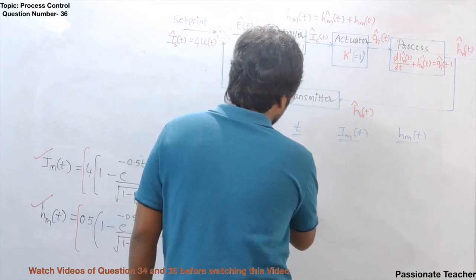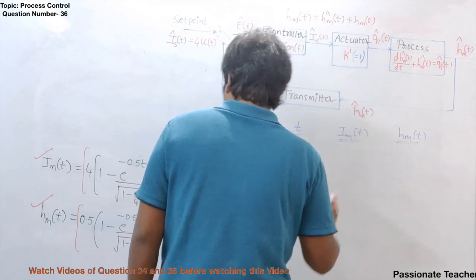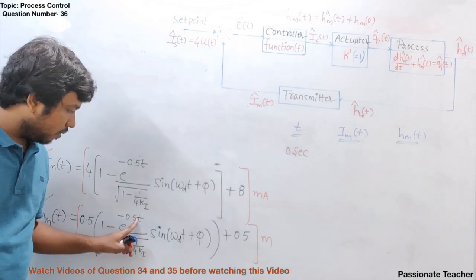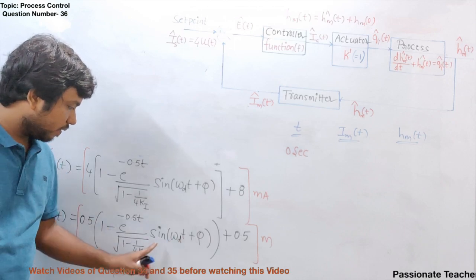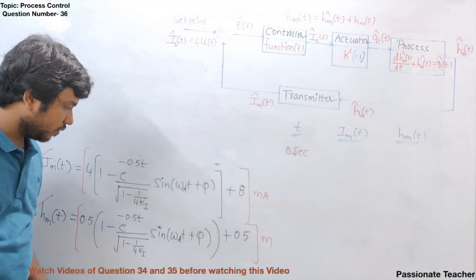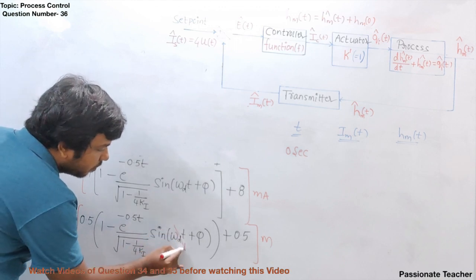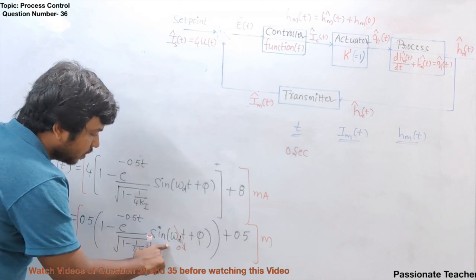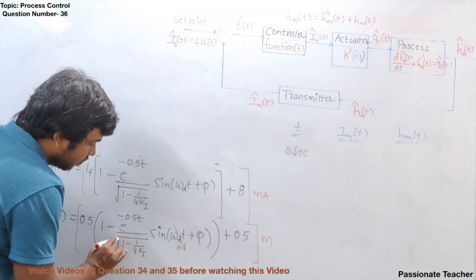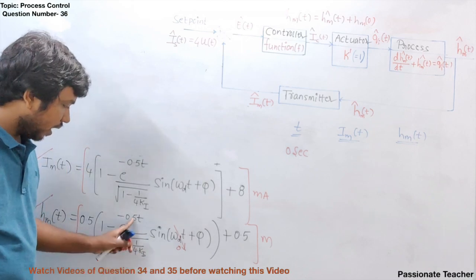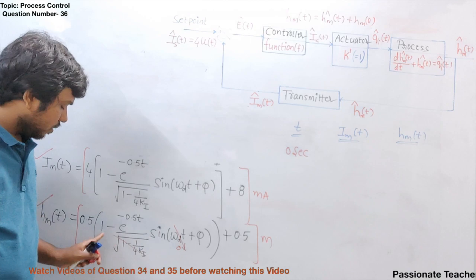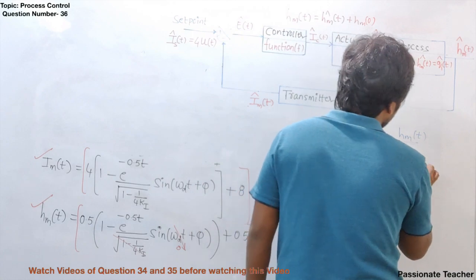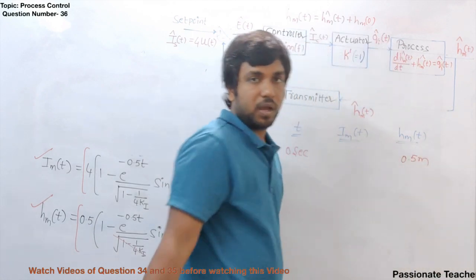At 0 seconds, if you look at the value of Hm of t here, if you substitute t is equal to 0, e power 0 is 1, and it will become sine phi. Sine phi is nothing but under root of 1 minus zeta square. So if you substitute t is equal to 0, this will become 0. That means this and this both will cancel, and this is 1. 1 minus 1, 0. 0 into 0.5, 0, plus 0.5. So that means water level is actually 0.5 meter, and we already know this, right?